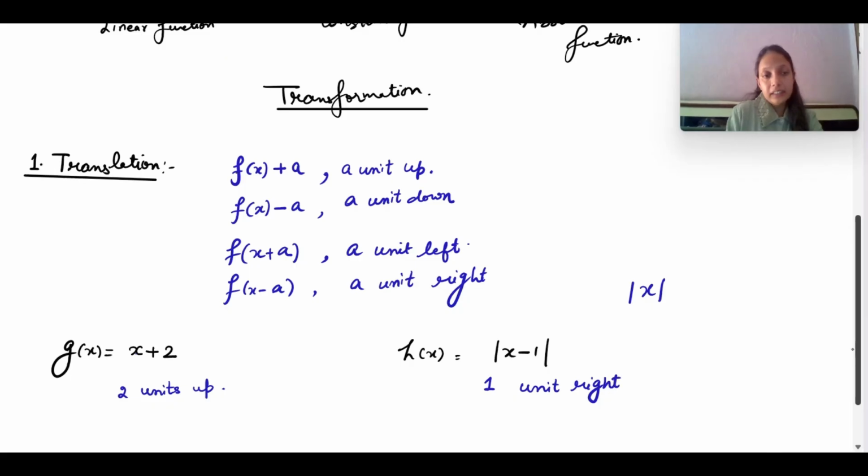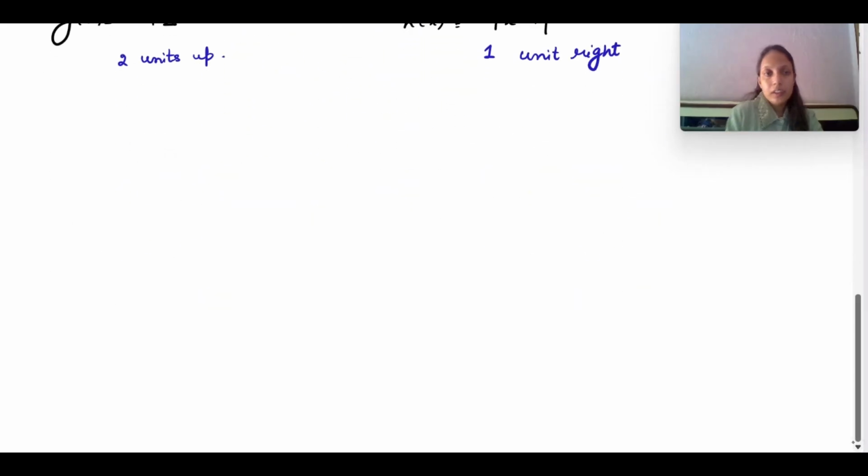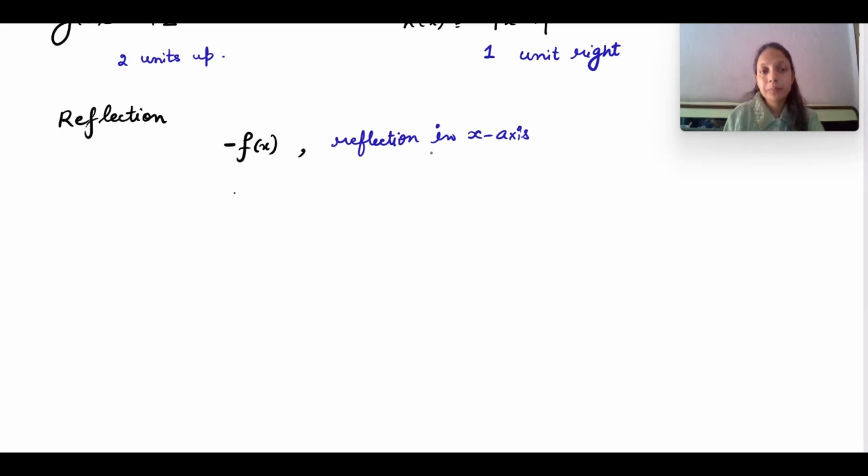The next is reflection. Reflection is of two types: reflection in the x-axis and reflection in the y-axis. If the parent function f(x) is multiplied by a negative outside, it means the function is reflected in the x-axis. If I change x to negative x, that means the negative is multiplied inside, so the original function f(x) is reflected in the y-axis.